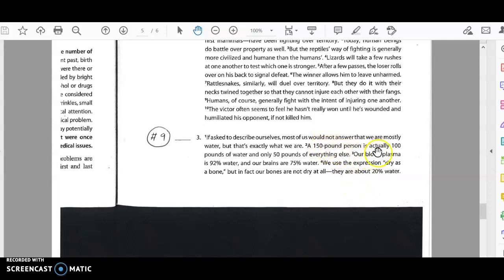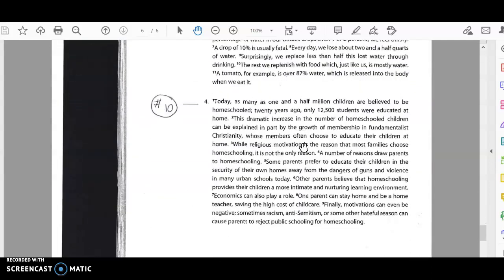A 150-pound person is actually 100 pounds of water and 50 pounds of everything else. Our blood plasma is 92% water. Our brains are 75% water. So these are all specific details where this first sentence is just a general idea. And then the last one, this is a great example of the main idea appearing in the middle of the paragraph because our main idea here is actually sentence number 4.